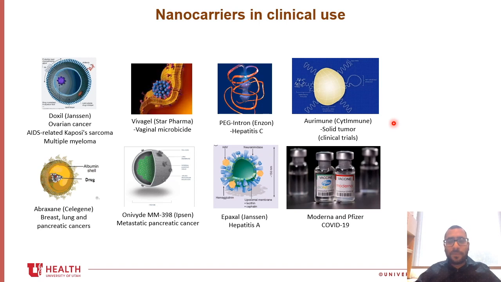Most of them you would find for different kinds of tumors, but there are also some nanoparticles that have been approved for things like vaginal microbicide or hepatitis A and hepatitis C. And right now we have the biggest example in front of us. It's been used against the COVID-19 virus. Both the Moderna and Pfizer vaccines are based on the application of liposomes to deliver the viral genetic material.